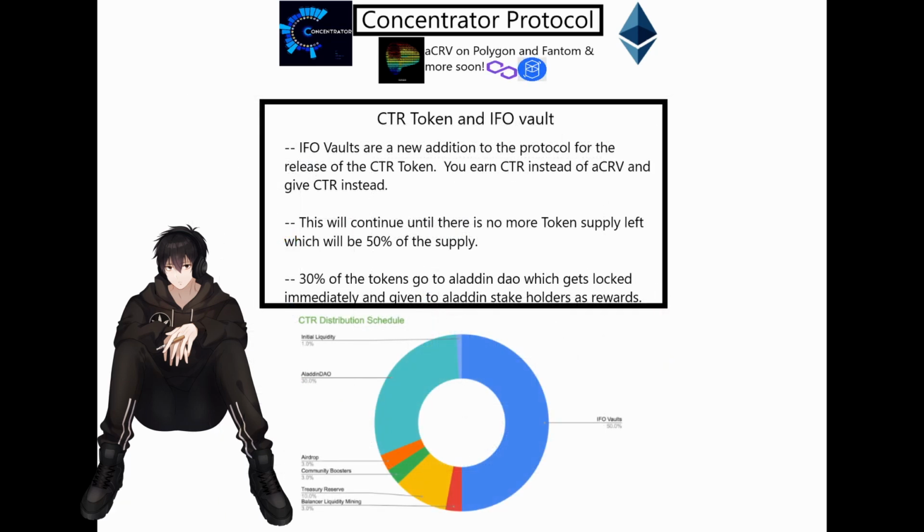Like all things crypto, they are going to launch their own token, and the next slides, I think it's 2 slides in total, are going to be the token and the distribution. They're using something called an IFO vault, which is a new addition to the protocol. It's separate from the normal vaults that we already discussed, but instead of returning A Curve tokens, you receive CTR tokens instead. People who participate will get token supply up to 50% of the tokens that they plan to launch until there's none left, and then there are no more emissions of the protocol, and no further tokens are going to be emitted.